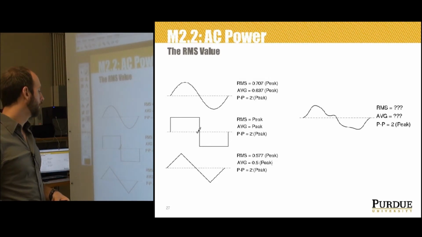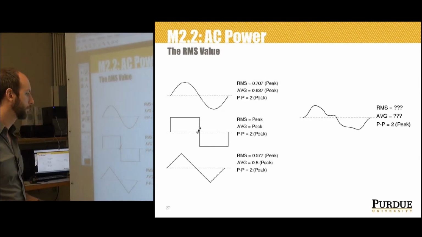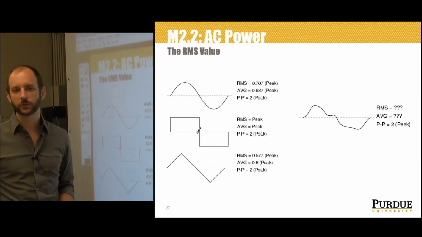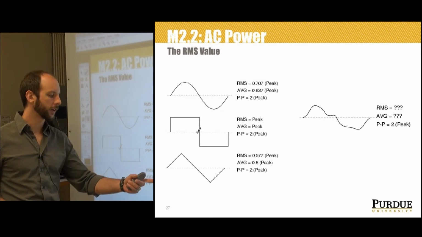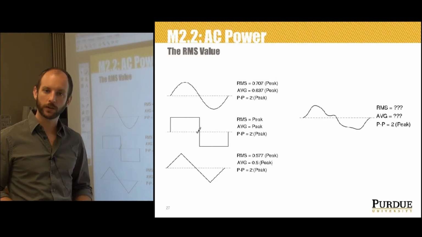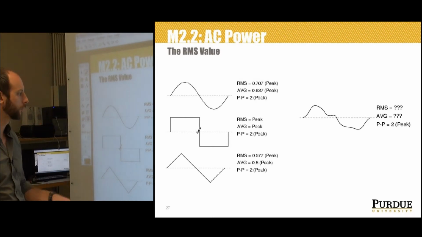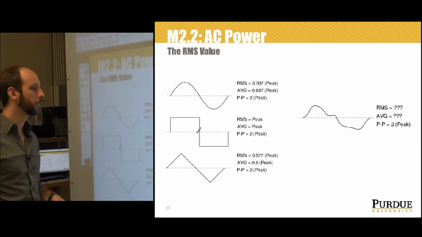For a square wave, the RMS value and the peak value are the same thing. The average value and the peak value are the same thing. The peak-to-peak value is just twice the peak. Finally, for the last kind of most common periodic waveform, the triangle wave, the RMS value turns out to be 0.577 times the peak. The average value is 0.5 times the peak, and the peak-to-peak value is 2 times the peak. And just remember that these average values are being calculated on squares.